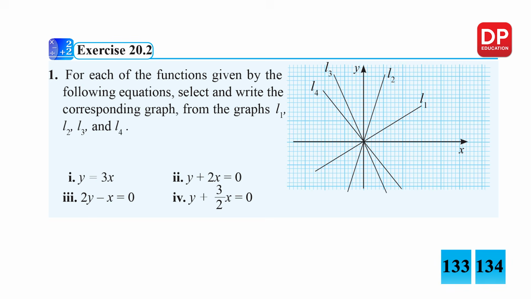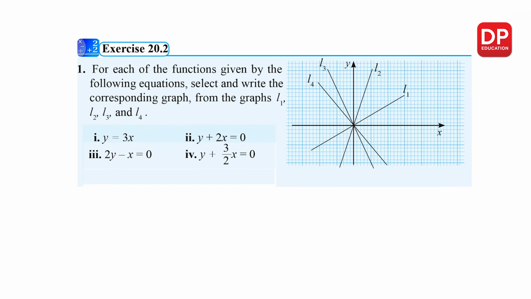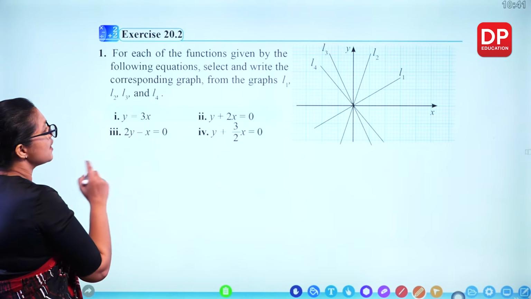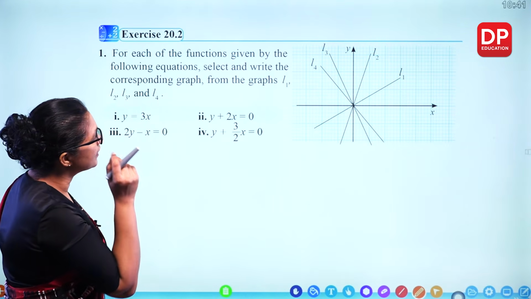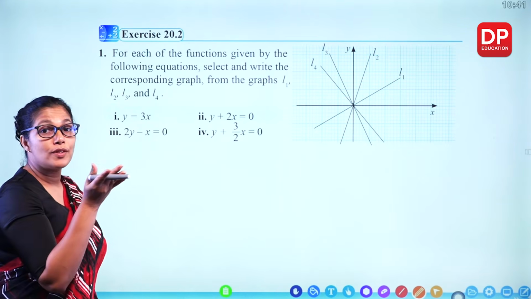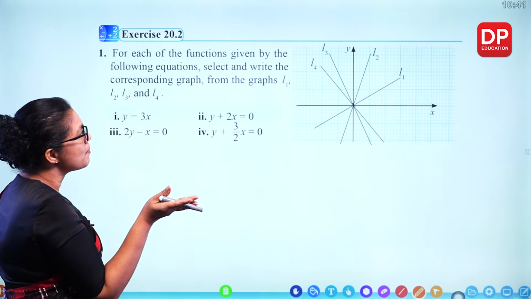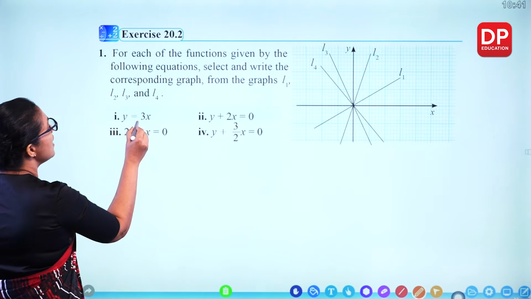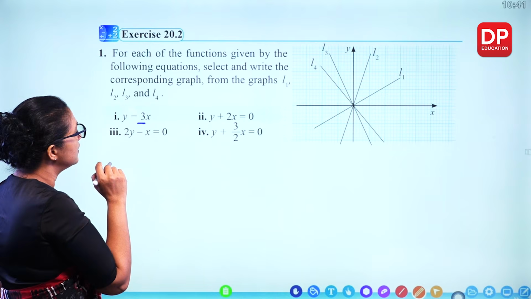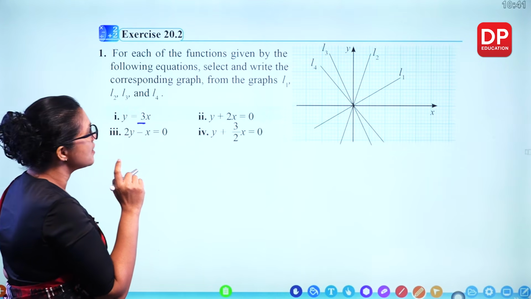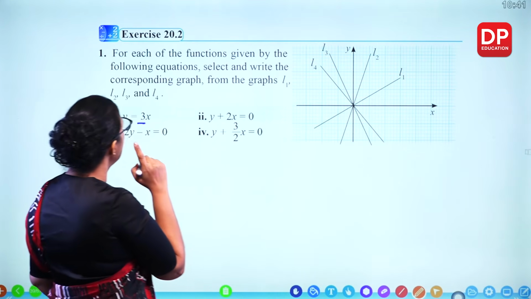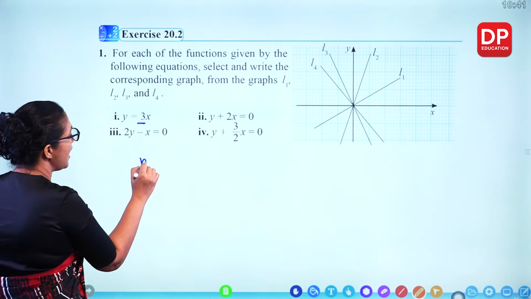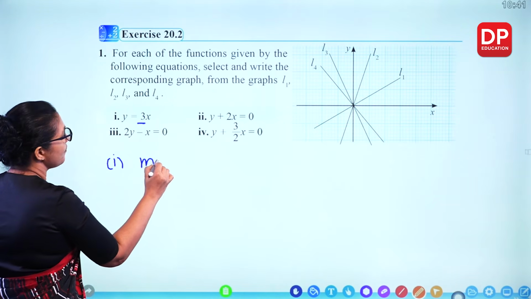Exercise 20.2. For each of the functions given by the following equations, select and write the corresponding graph from the graphs L1, L2, L3, L4. We'll take the first one, y equals 3x. So the line makes an acute angle with the positive x-axis. Y is positive and the slope is 3. The gradient is 3.